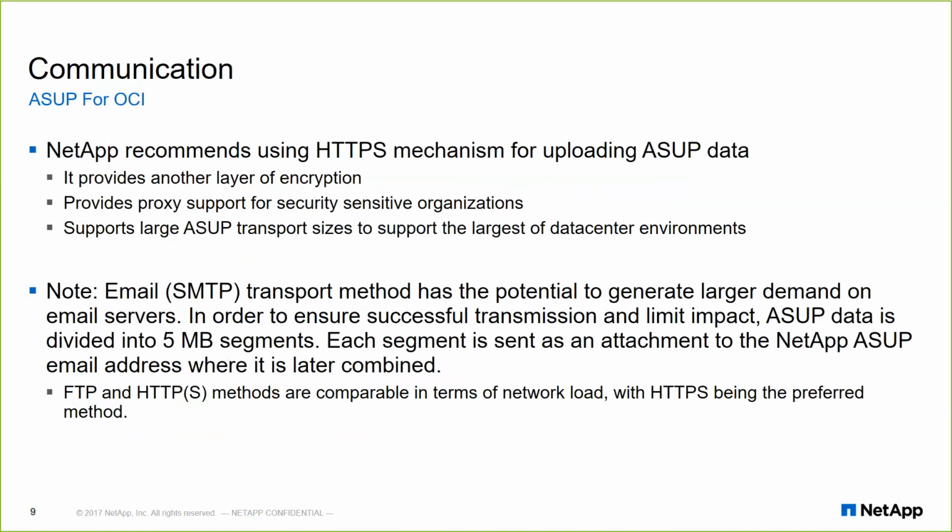As far as communication goes, we have different options. You can set this up to run over email, SMTP, FTP, HTTP, or HTTPS. We highly recommend HTTPS, especially for security-sensitive organizations or large data centers. First off, it provides that additional layer of encryption. It also allows for proxy support. So when I bring up those security-sensitive organizations, you're going to see the only way to use proxies is with HTTPS. And it's also going to support larger auto support transport sizes. So that's key in some of those large environments.